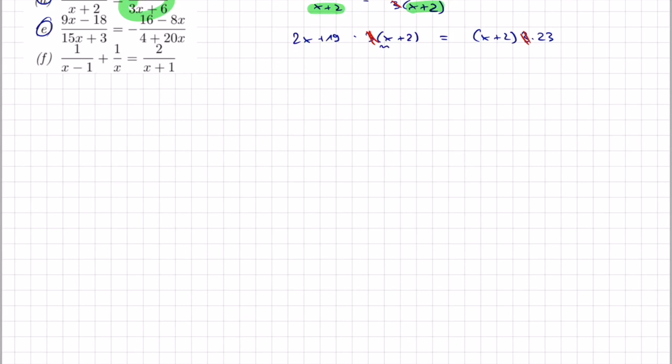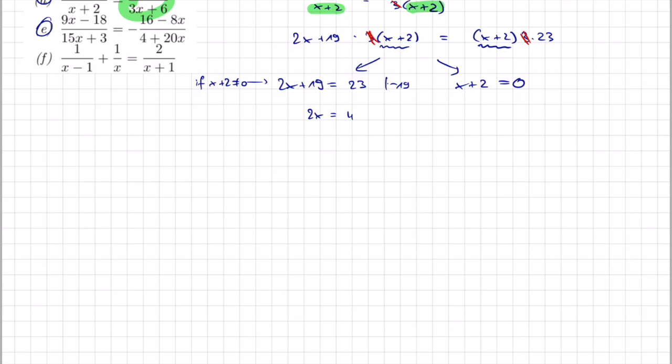And we see a common factor of x plus 2, so we can divide it out, but just bear in mind that x plus 2 could be 0. This is a special case. This equation only holds if x plus 2 is not 0. So let's solve this.